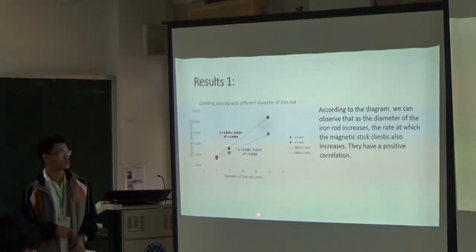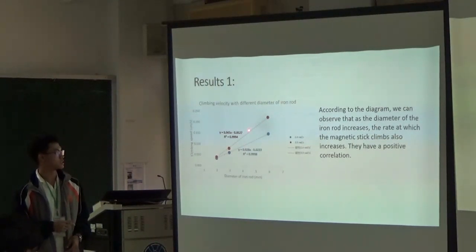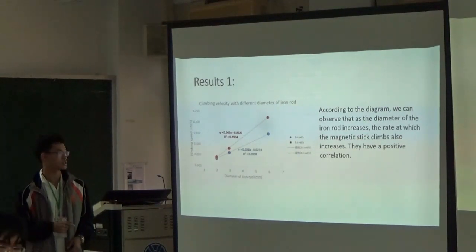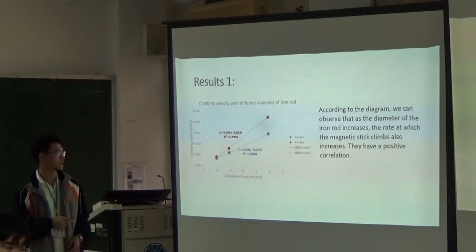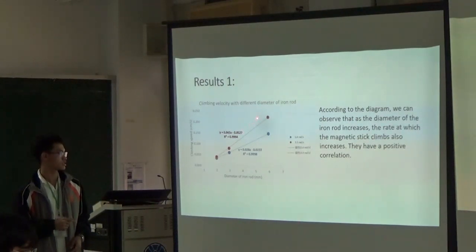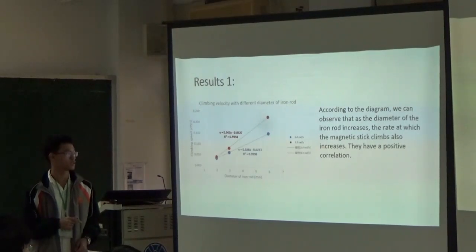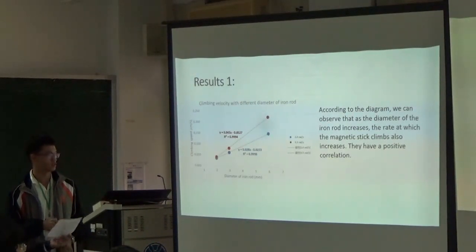And this is our result. According to the diagram, we can observe that as the diameter of the iron rod increases, the rate of climbing of the magnet also increases, and they have a positive correlation. And the red line is the 3.5 rad per second, and the blue line is the 2.4 rad per second.